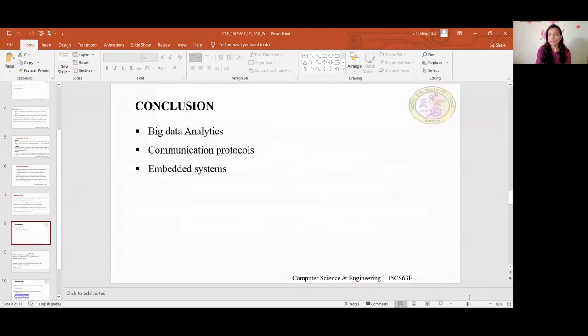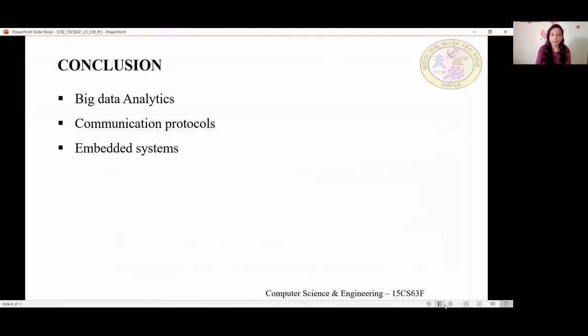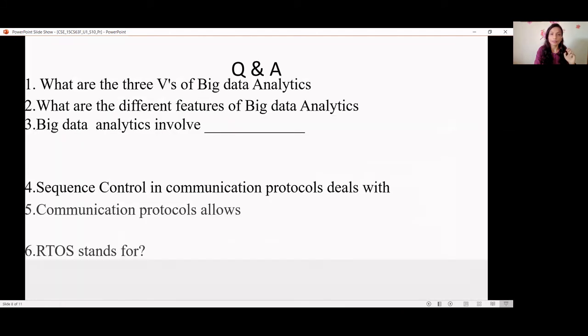Okay, so in this class we studied big data analytics, communication protocol, and embedded system. So there is one question: explain IoT enabling technology in your textbook. In your question bank, you have to write about three things: cloud computing, wireless sensor network, big data analytics, communication protocol, and embedded system. So let's see some of the questions to see how well you have studied.